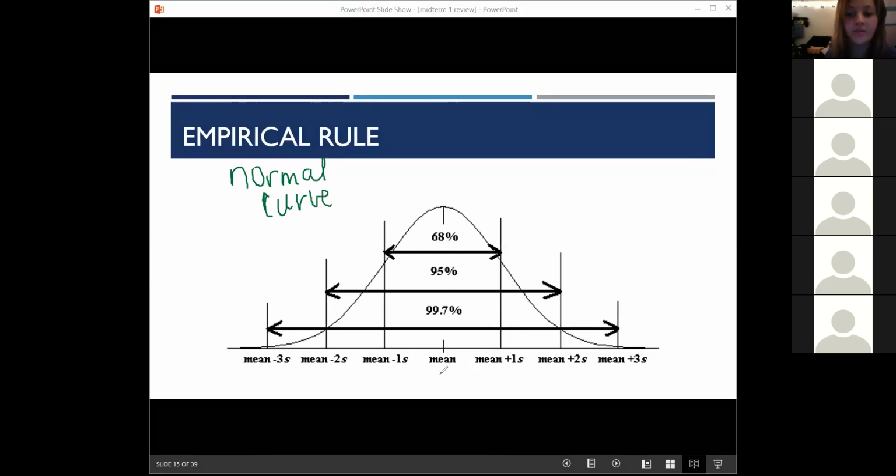So in this case, this would be if we had a mean of 0 and a standard deviation of 1. When we go out plus or minus 1 standard deviation, which is represented by these lines here, this is just showing us that within plus or minus 1 standard deviation, we have 68% of our data within this.